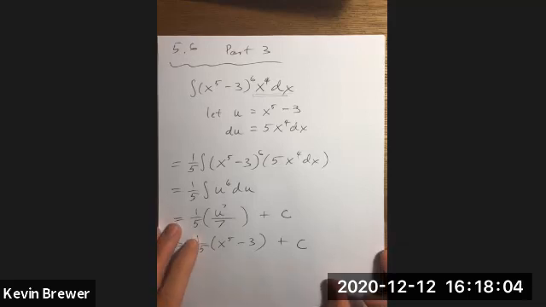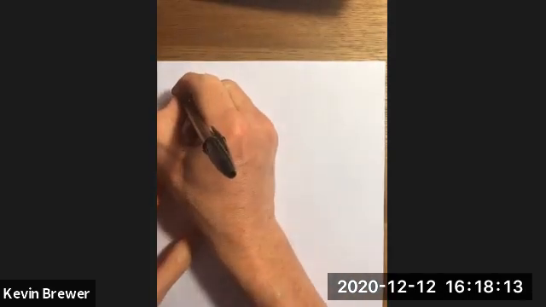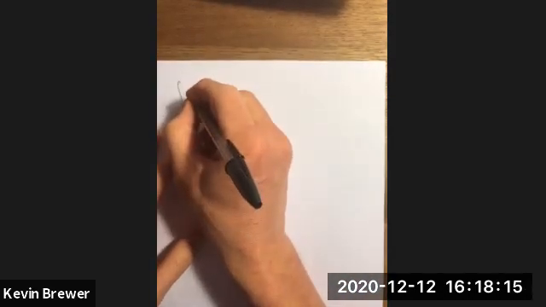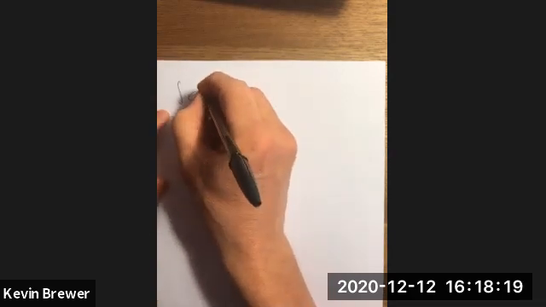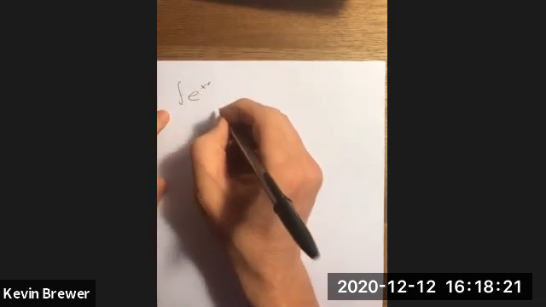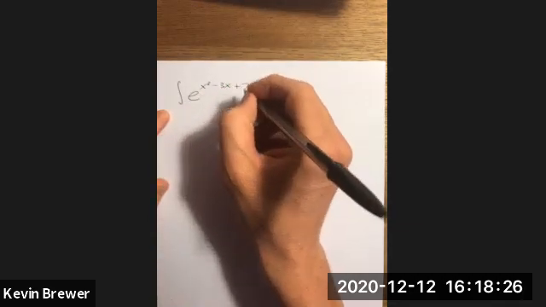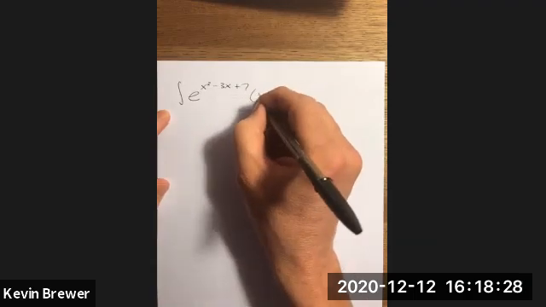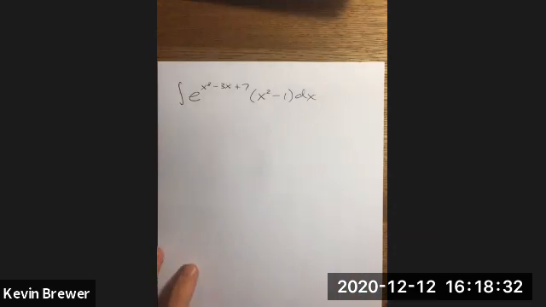Okay, so more examples. These are taken from even-numbered problems in the book. e to the x cubed minus 3x plus 7, times x squared minus 1 dx.